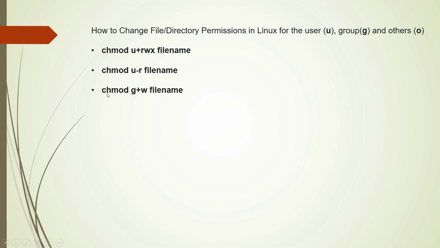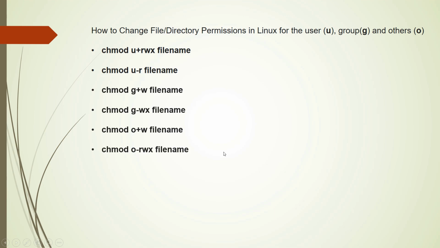In the next case, g, that is for the group, write permission is granted or added. Plus means add, minus means remove. Similarly, for the group, write and execute permission is removed for this particular file, whatever the name of the file is. And finally, o represents others, and write permission is added, and for others, in this example, write permission, read permission and execute permission are removed from the others. So this way we can write the command.